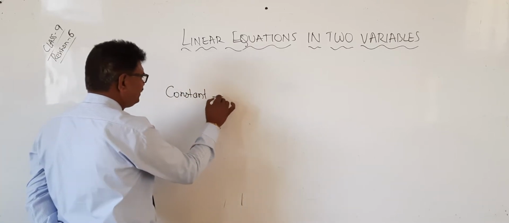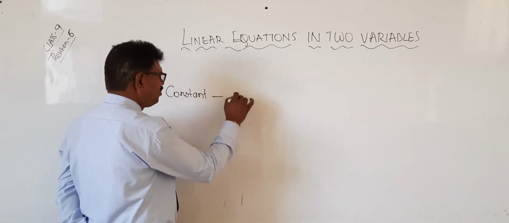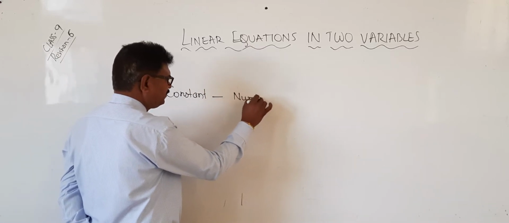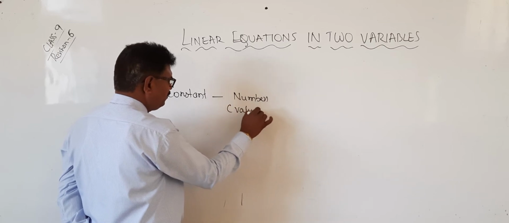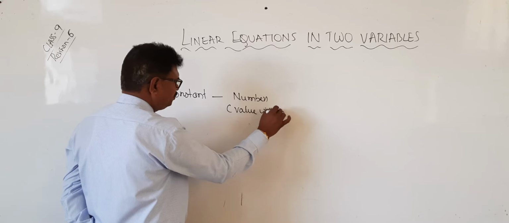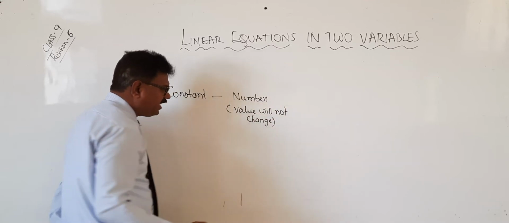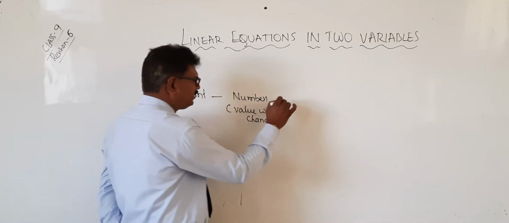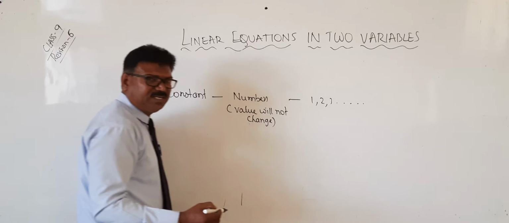Constant is nothing but the value will never change. That is all numbers. Value will not change. So here numbers 1, 2, 3 like that.